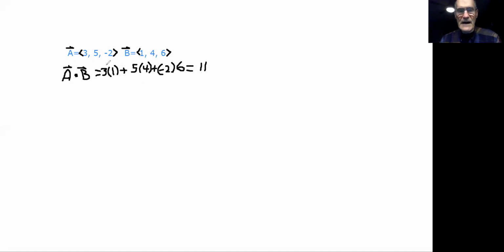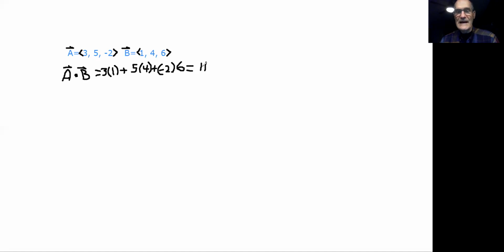Now, the fact that it's 11 means that these two vectors are not perpendicular. If you have a dot product that ends up being 0, then you know that the two vectors are perpendicular, or what's called orthogonal. Orthogonal means they are perpendicular to each other. And that helps in 3 space. In 2 space, you can pretty much tell when you draw two vectors whether they're perpendicular or not. But in 3 space, it's very difficult to visualize that. So you have this here, which tells you that those two vectors are not perpendicular.